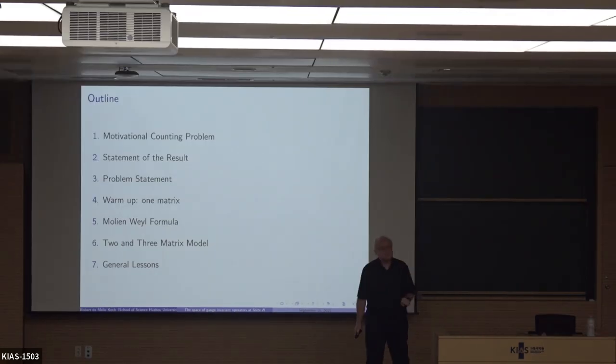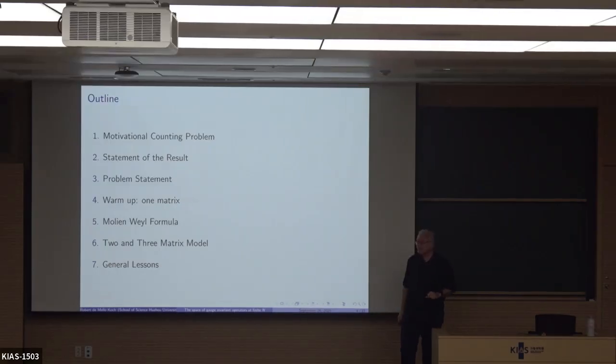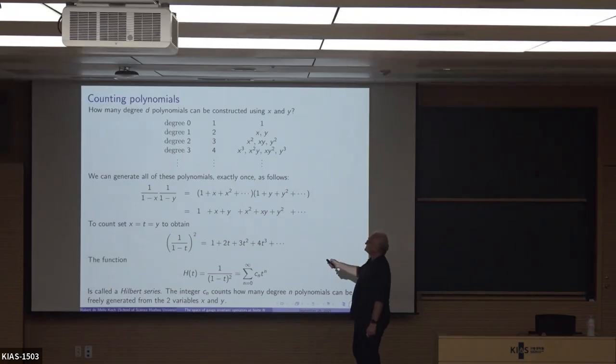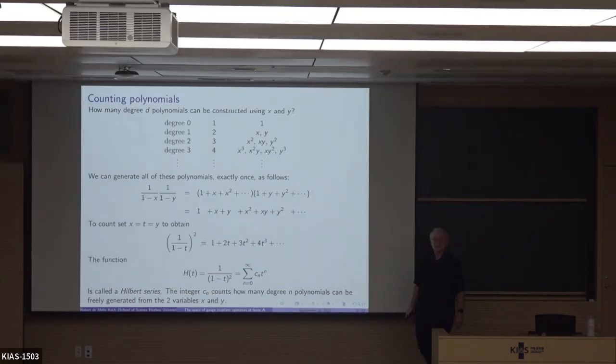Then, to try to convince you that this result is true, I'm going to give a careful problem statement that I'm going to solve first in the case of 1 matrix, and then, with the help of the Molien-Weyl formula, in the case of 2 and 3 matrices, and then I'm going to summarize some general lessons that we learn from doing this. Okay, so let's start with the counting problem that is going to be useful for us. I would just like to count how many polynomials can I construct using x and y, and I'm going to organize the counting by degree.